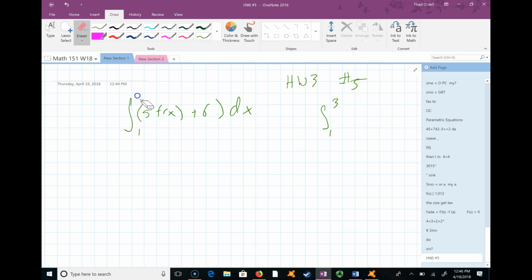Oops, I put that wrong there. From 1 to 3 of f of x dx is. So we apply, if you have an integral of two things added together, you can break it apart. So we apply that rule.